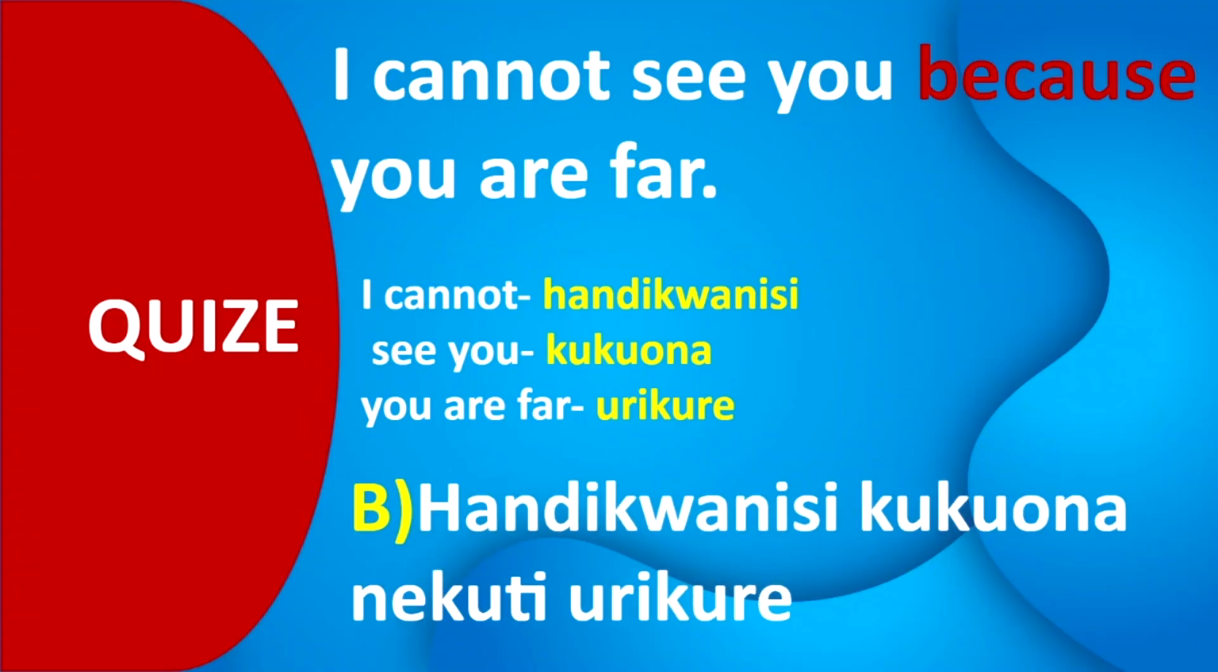And the answer is B, which is handikwanisi kukuona nekuti uri kure. I cannot see you. I cannot, it's handikwanisi. See you, it's kukuona. Because, which is nekuti, you are far, uri kure.